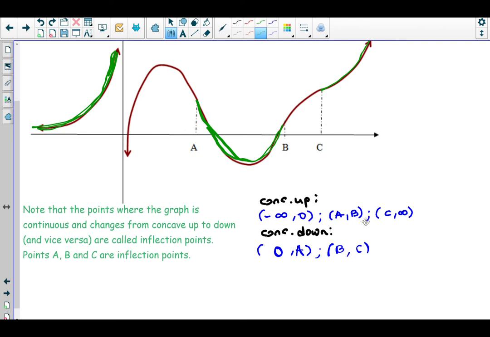And what are the inflection points? Inflection points are points where the concavity of a graph changes, where the function is well defined, where it's continuous over that point and concavity changes. So for example, this point right here is an inflection point, x equals a, and this point right here, x equals b, and also this point right here, x equals c. So the inflection points are, for this problem, x equals a, b, and c.